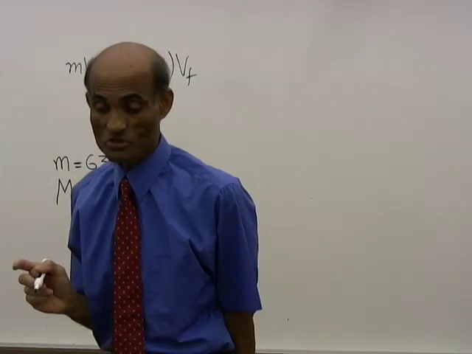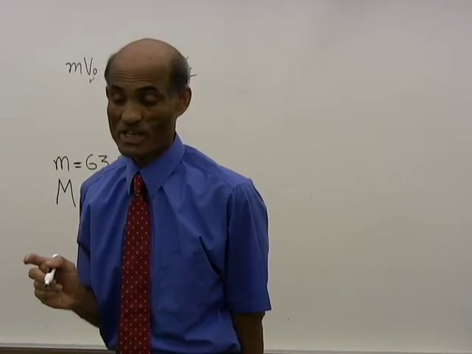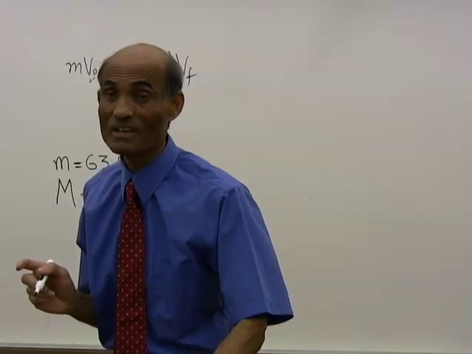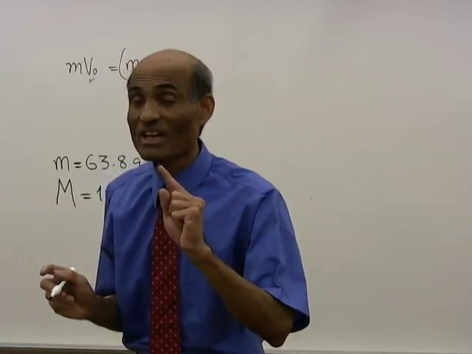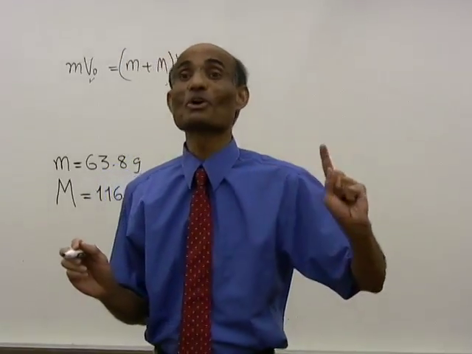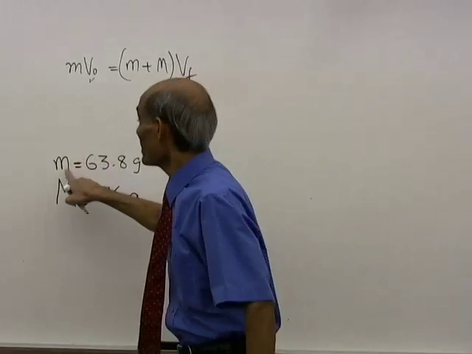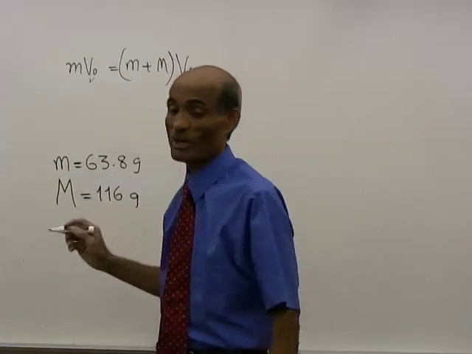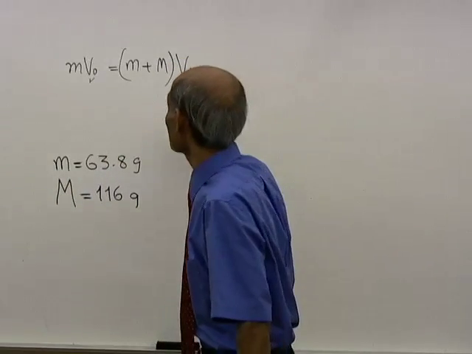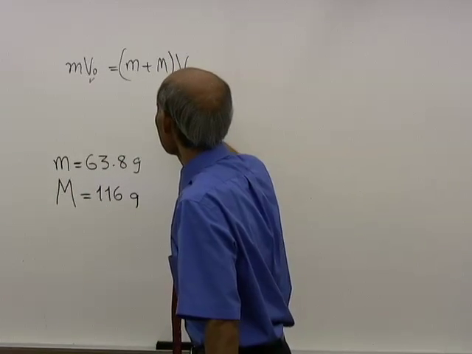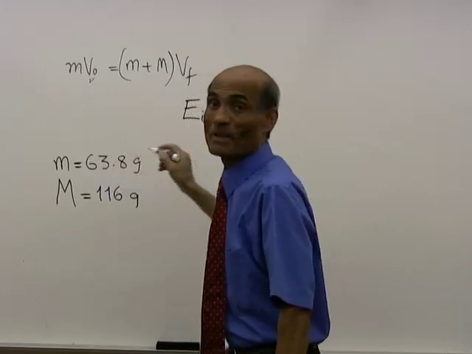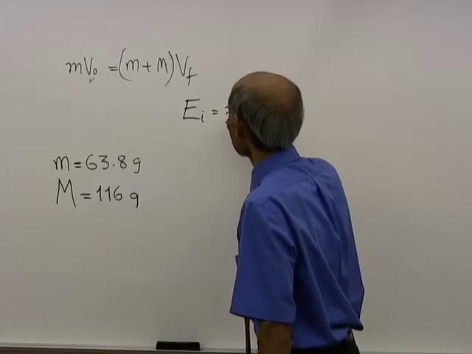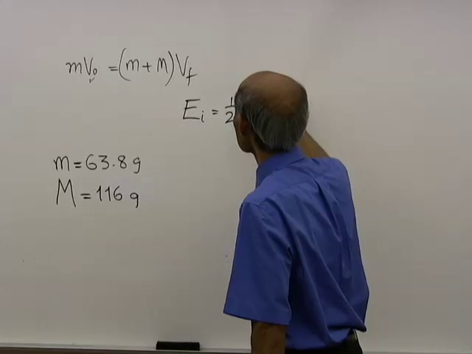And then I have asked you to calculate the initial kinetic energy and the final kinetic energy and the kinetic energy lost during collision. You see, when this ball, which had an initial kinetic energy, what is the initial kinetic energy, which you call, say, EI or KI? Now, that is the kinetic energy of the ball. That is 1/2 m v0 squared.